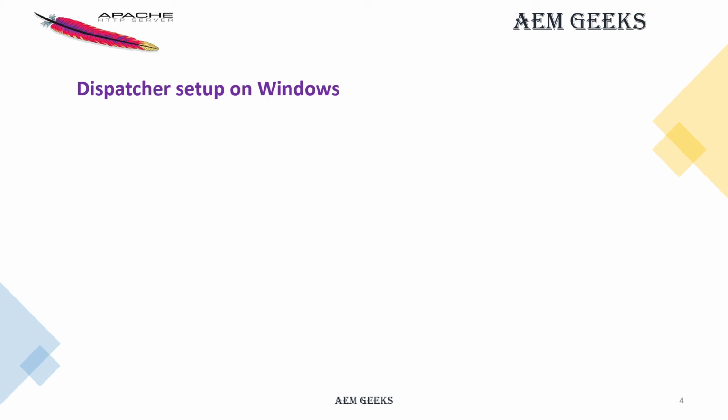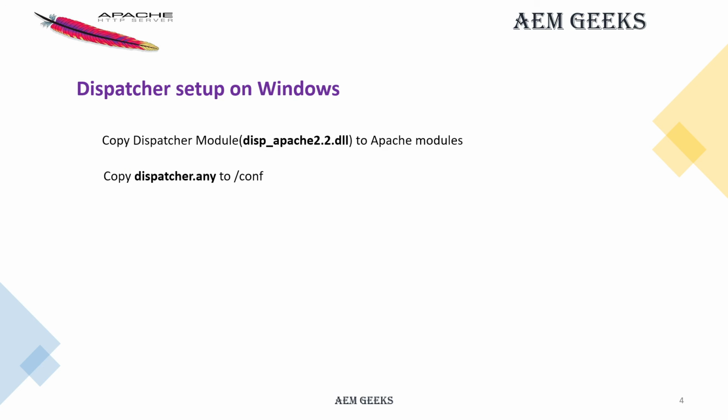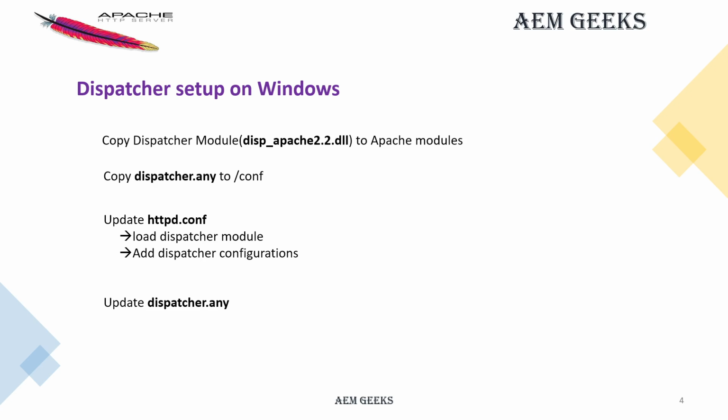The steps might be confusing for you, even though I tried to keep it very simple with minimum configurations. But at the end, let's see what we did. I copied the dispatcher module into Apache modules. I copied dispatcher.ini to the conf folder. I updated httpd.conf with two configurations, one to load the module and another two sections of configuration for the dispatcher. I updated dispatcher.ini only to set the cache path where I want to cache. Otherwise, these are the simplest configurations.